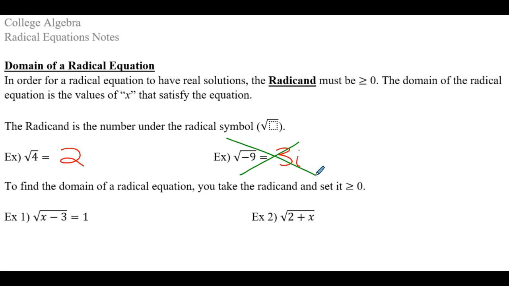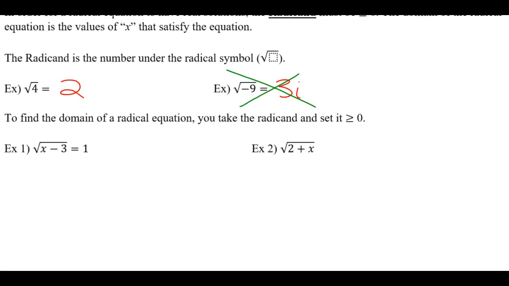So the first thing we're going to do, we're going to find the domain of the radical equation. To find the domain, we're going to take the radicand and set it greater than or equal to 0 because we want to have real answers. If the radicand is greater than or equal to 0, we'll have real answers, okay? So what is the radicand here for example 1? What's under the radical sign? x minus 3. So all you have to do is take the radicand and set it greater than or equal to 0. And that's all you will ever do. It's as hard as it gets pretty much.